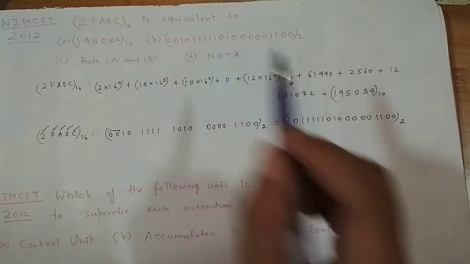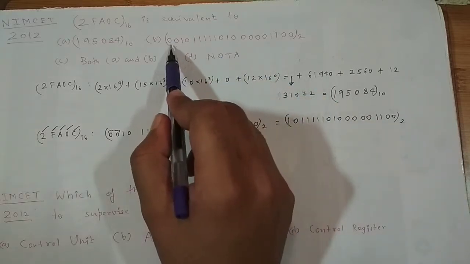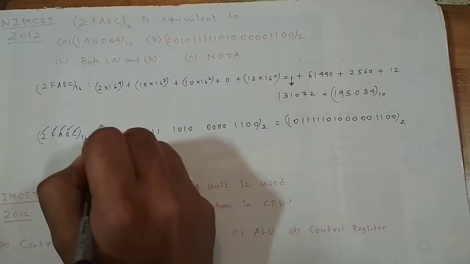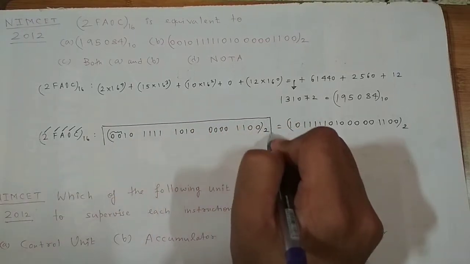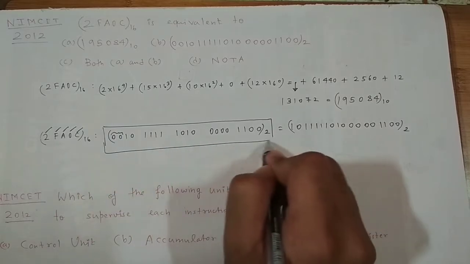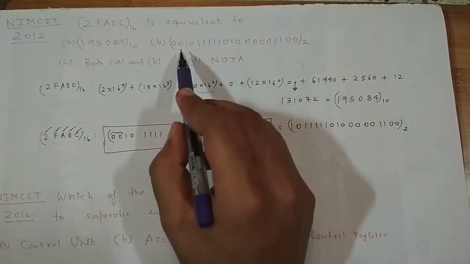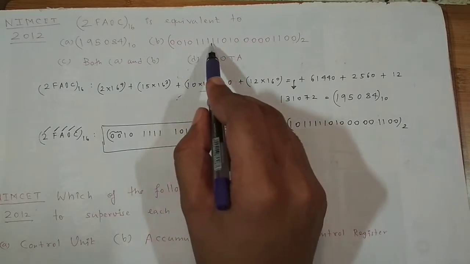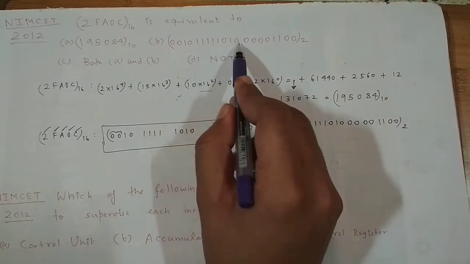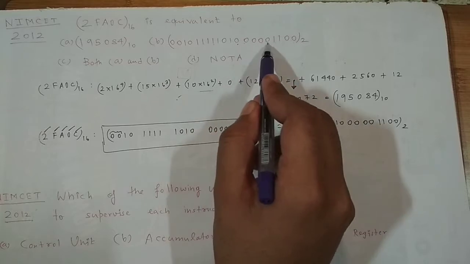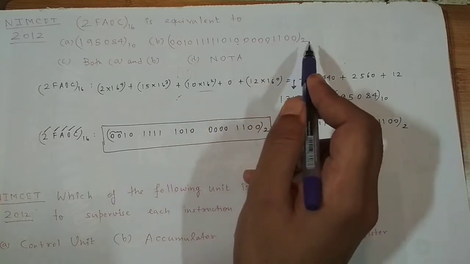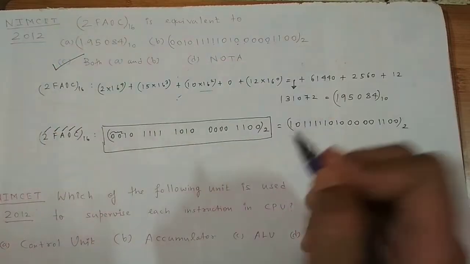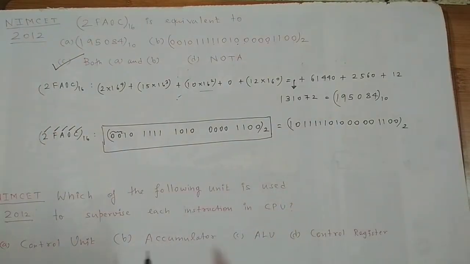Does it match with this? Let's see. Okay, they have included the leading zeros as well. So if I check it with this value, is it matching? Have a look. See, I have 0010, then 1111. So far so good. Then I have 1010, and then I have 4 zeros, and then I have 1100. Yes, it matches. So both A and B are correct. Right? Now moving on to the next question.